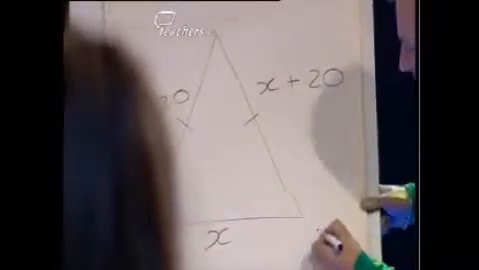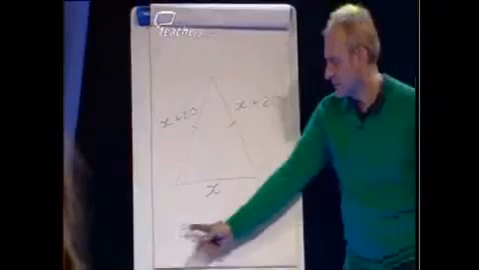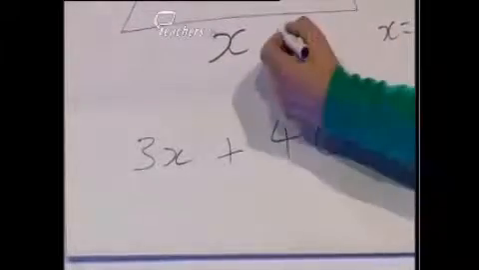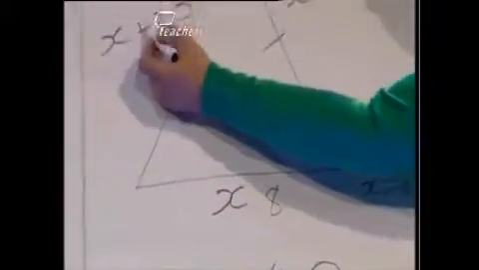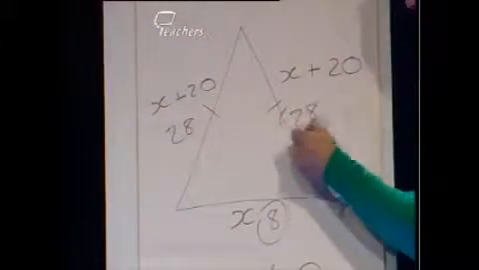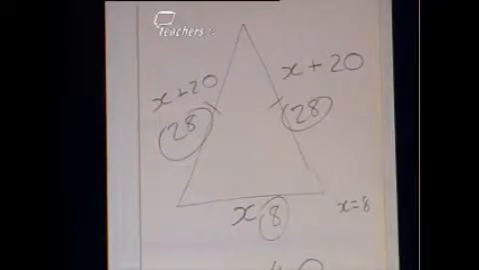If x equals 8, is it working? 3 times 8 equals 24. 24 plus 40? 64. So this would end up being 8. How long would these two sides be? 28. Does it all add up to 64? Yes. Brilliant. I love that about maths because it all adds up.